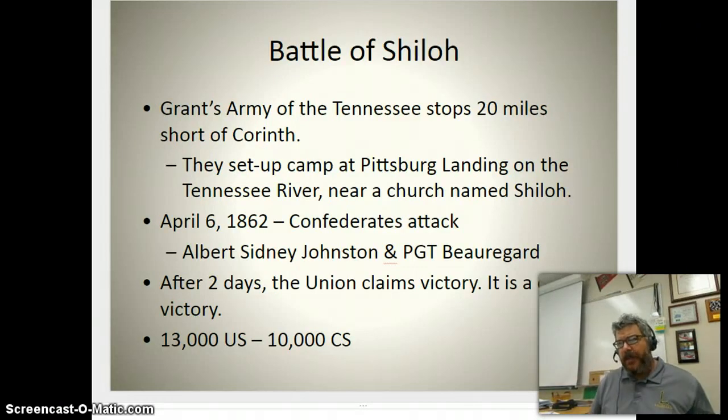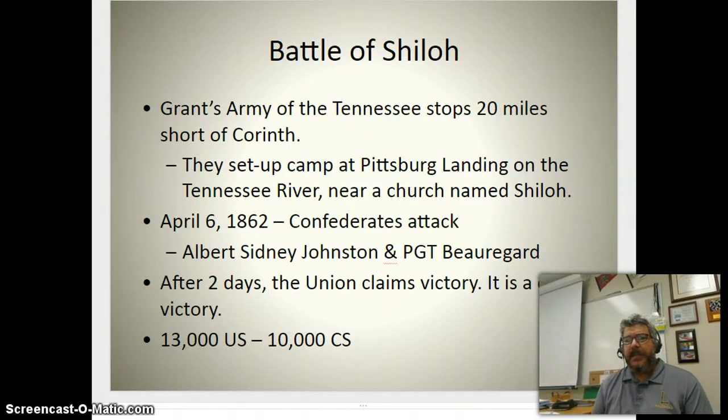Grant will, of course, stop at Pittsburgh Landing. It's about 20 miles short of Corinth. They set up camp. Grant's army will spread out throughout the area. It's not a very populated area, but there is a small church near Pittsburgh Landing called Shiloh, and that's, of course, where we'll get the name of this battle.